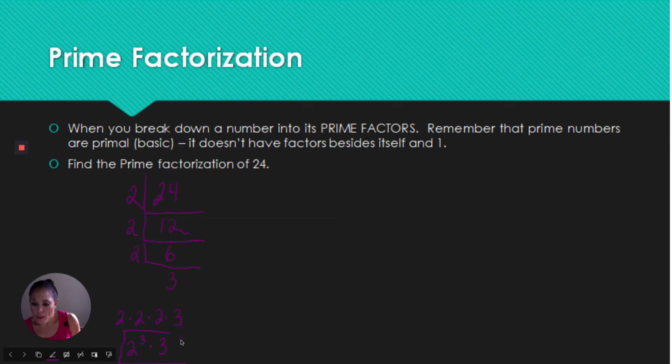Now you may have learned this before. So this is method number 1. I call this upside down division. And then here's another method, our factor tree.